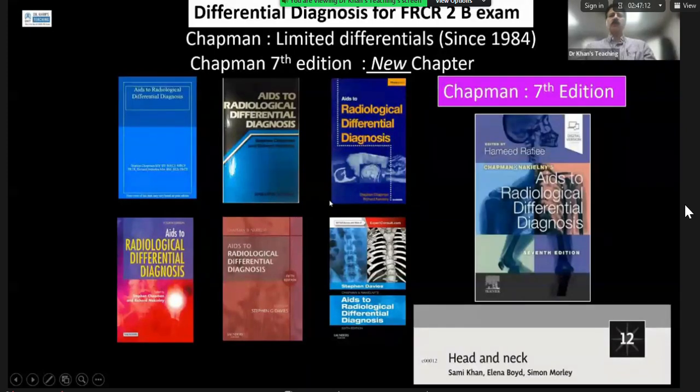And the key resource which I recommend for the FRCR exam is this book. We just use the word Chapman for this. And this is the current edition, which is the 7th edition.